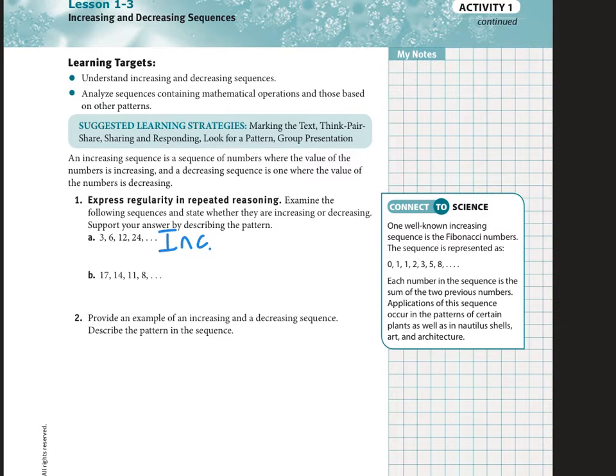And the pattern, what appears to be happening to get from 3 to 6 and then from 6 to 12? It looks like we are just multiplying by 2. So when you multiply by a positive number, you're going to get a bigger number, thus an increasing sequence.